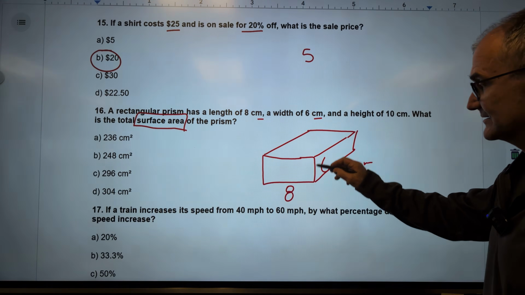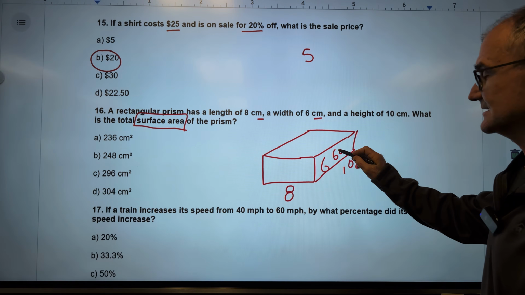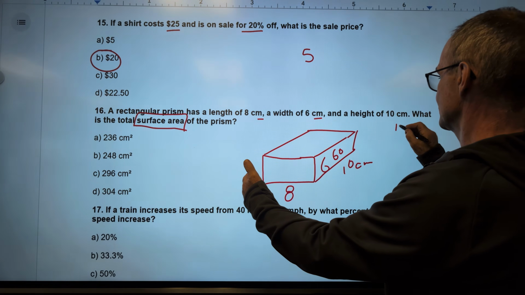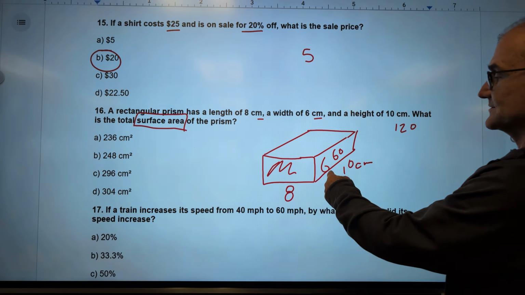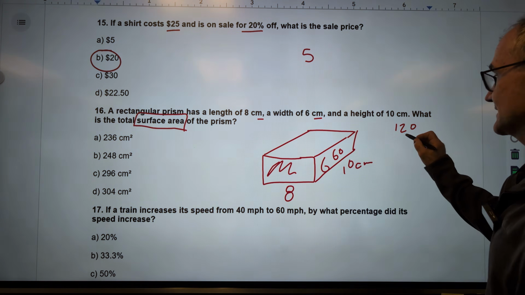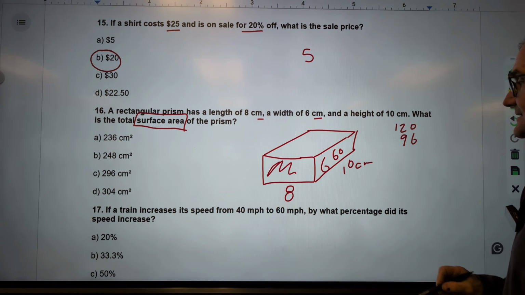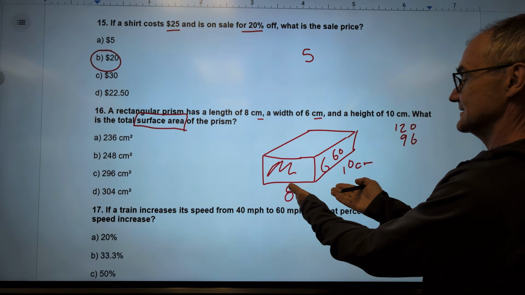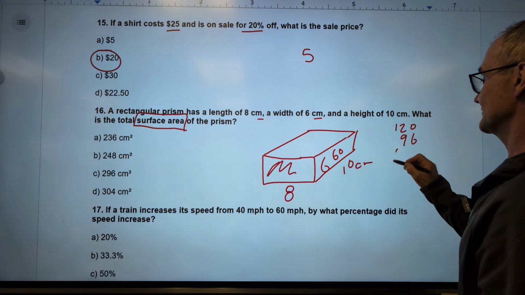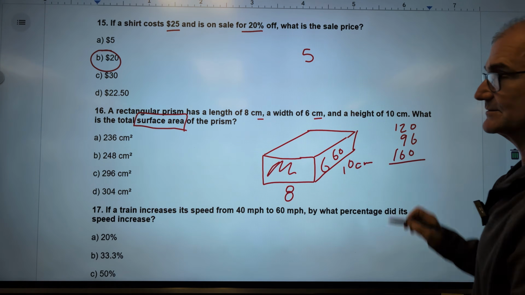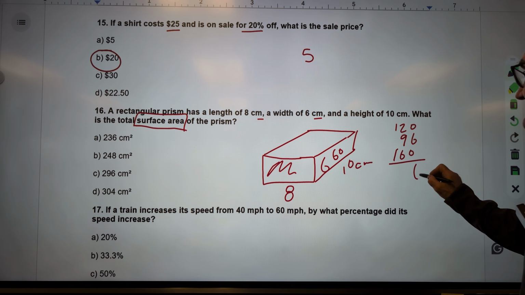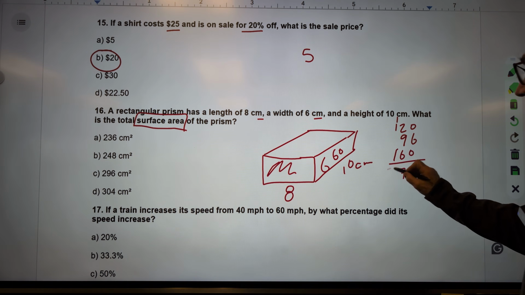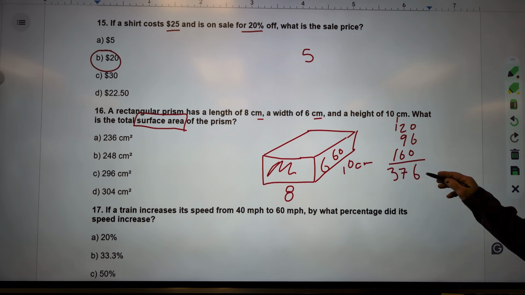This side right here is 6 by 10, 60. I have matching sides, so 120. This front side here, 8 times 6, 48, times 2, 96. The bottom is 8 by 10, 80, times 2, 160. See if I could just answer it from there. 2 of them end in 6, so I have 6, 11, 17. Carry the 1, 376. This is correct.